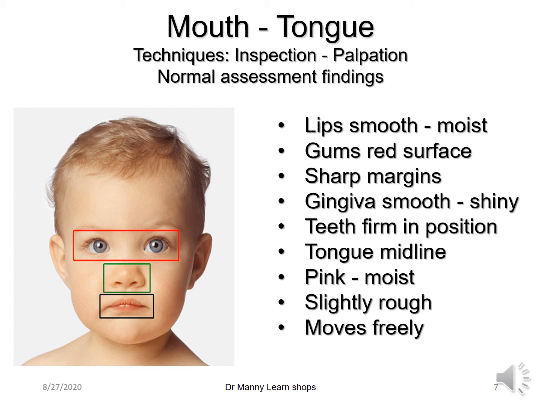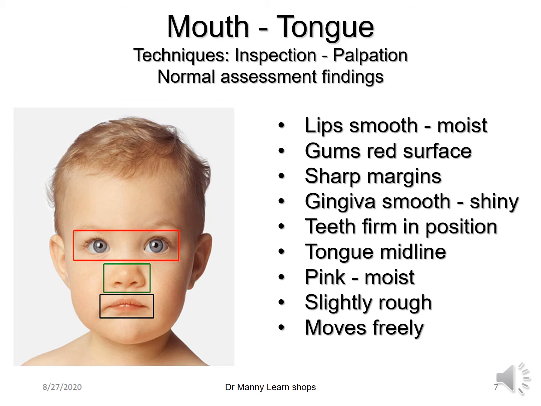When we look at the mouth and the tongue, the techniques that we would employ are inspection, and if we find something abnormal, maybe palpation. The lips are smooth and moist, and the gums typically have a red surface. You've got sharp margins around the teeth. The gingiva are smooth and shiny. The teeth are firm in position. The tongue is midline and doesn't protrude. The tongue is pink and moist, not dry, slightly rough, and it moves freely. There are no restrictions. You can open your mouth very easily and poke your tongue out easily.